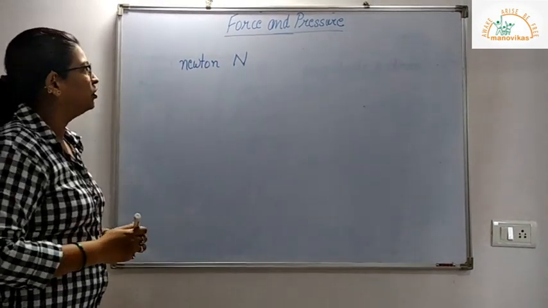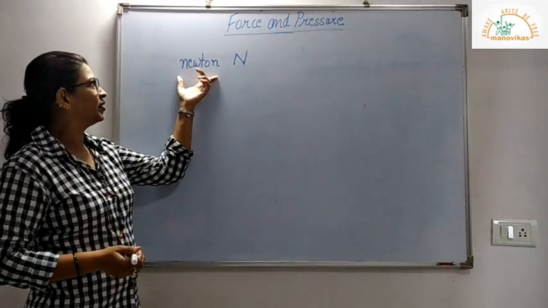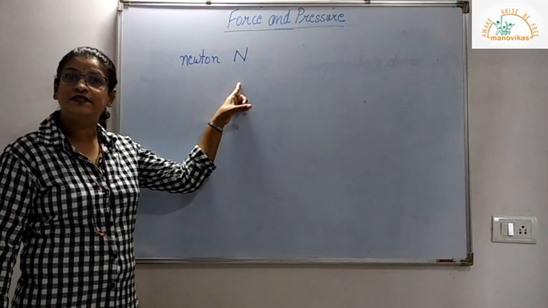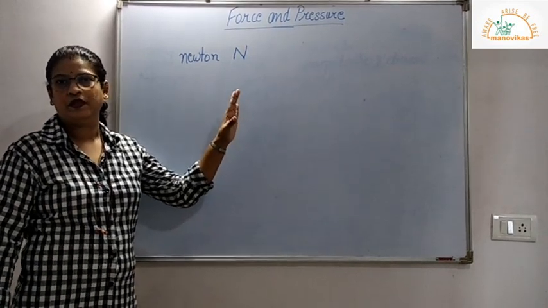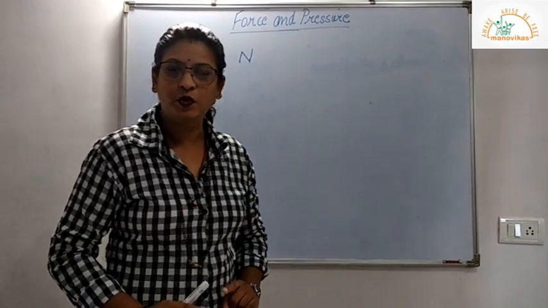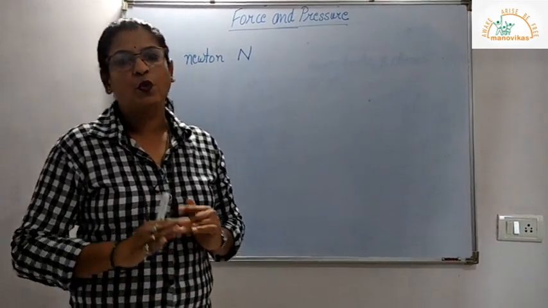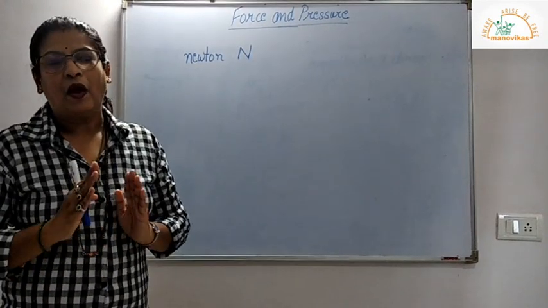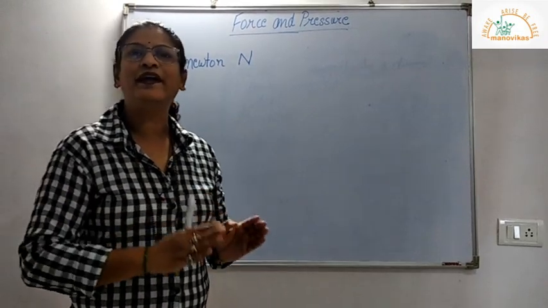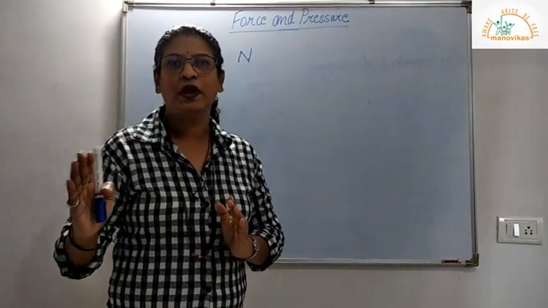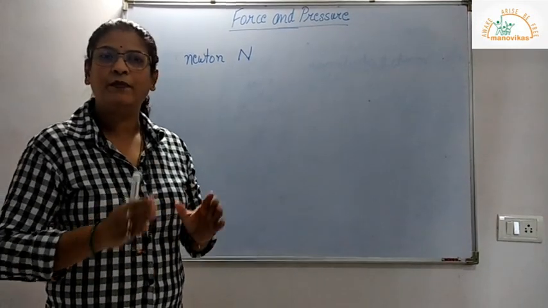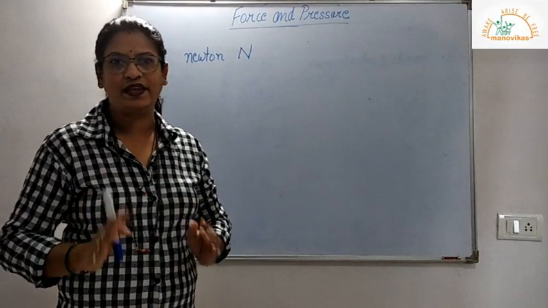The name of the unit is given from the name of the English scientist, Sir Isaac Newton. Now we will see what is 1 Newton. 1 Newton is that force which when applied on a moving body of mass 1 kg in the direction of the motion, tends to increase the speed of the body by 1 meter per second in 1 second.